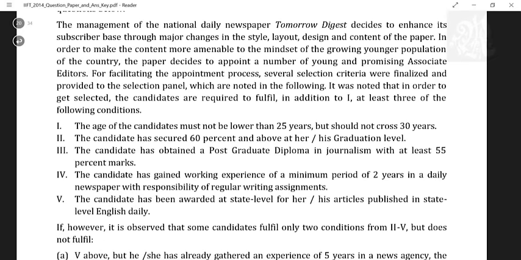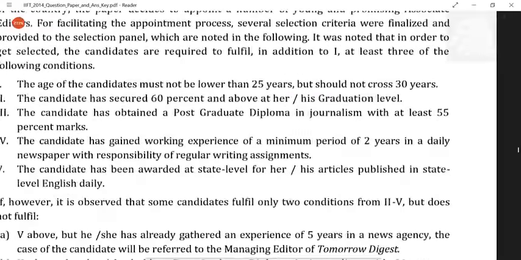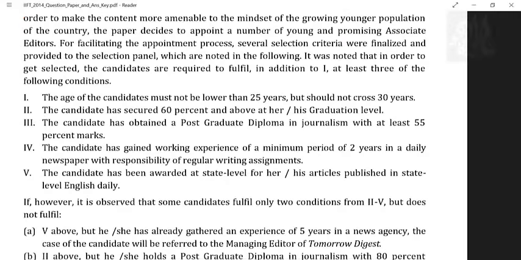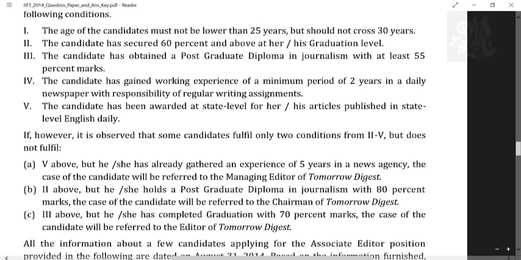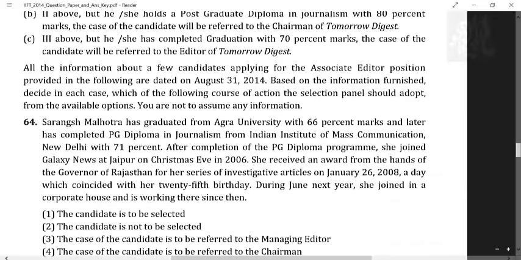Now, section 3 comes for LR. LR is stupid in IIFT. Very lame. This is decision making, like CET. See, age must not be lower than 25 years, but should not be crossing 30. Next, secured 60% in graduation. Postgraduate in journalism with at least 55% marks. Gained working experience of minimum 2 years in a daily newspaper with responsibility of regular writing assignments. Now what happens in DM is you'll have conditions like this, 1, 2, 3, 4, 5, and some exceptional conditions, like if 5 doesn't follow, this should follow. If 2 doesn't follow, this should follow. If 3 doesn't follow, this should follow. Alright?